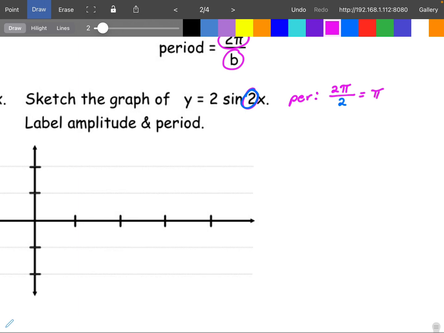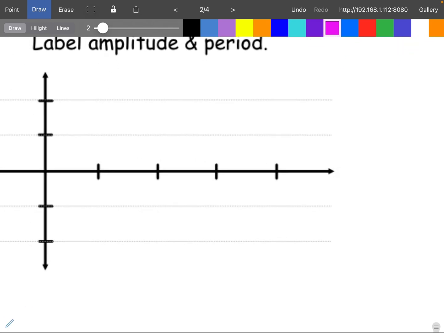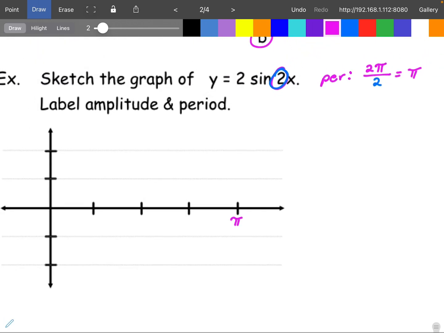So my period is going to be pi, which means that when I label my points, I always have 5 points on a single period for either sine or cosine. So instead of ending at 2 pi, I want to end at pi, because my period has been altered. Now, what do I label the other ones? Sometimes it's pretty easy. This one's not bad to see. But we need to know, how are we counting? Well, we know this is always 0.